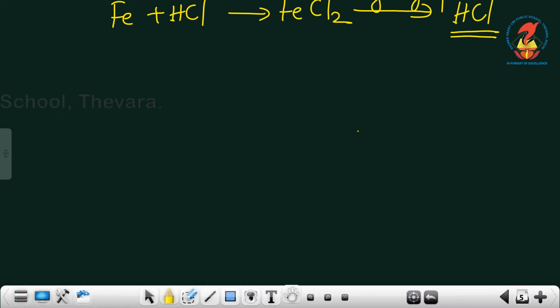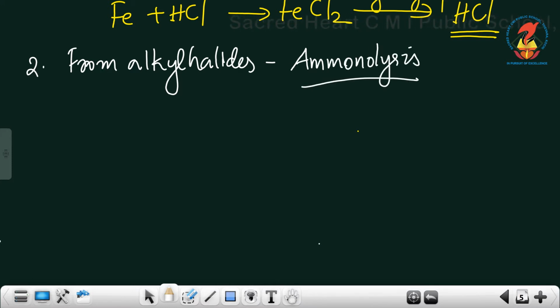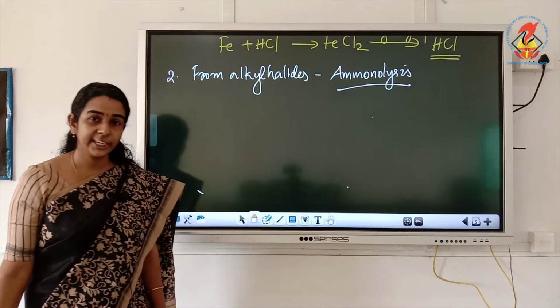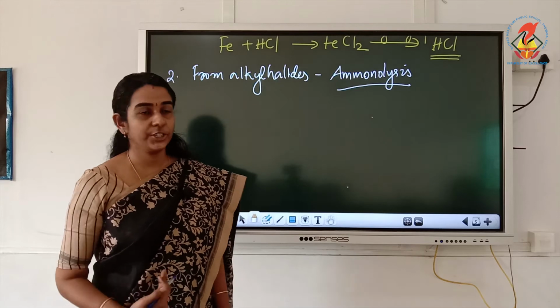Now, the second method of preparation of amine is from alkyl halides by ammonolysis. We can consider it as a named reaction. We know how to study the named reactions: study the explanation along with equations.